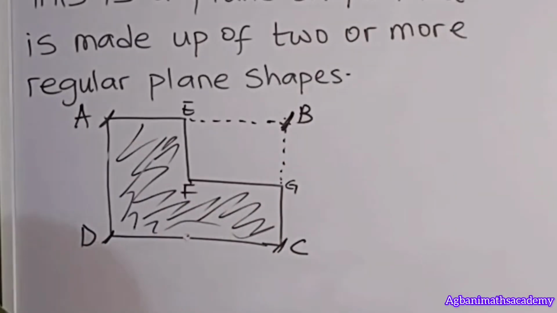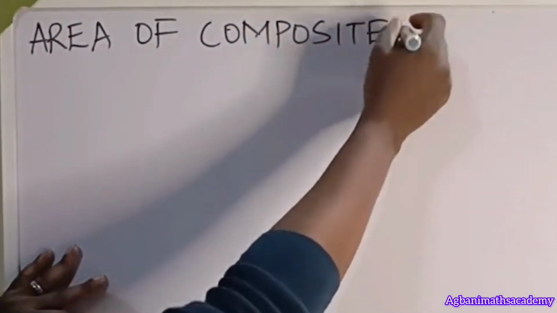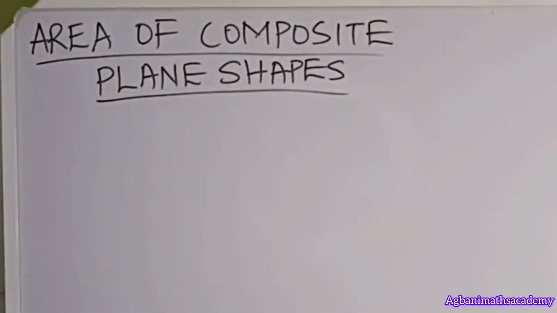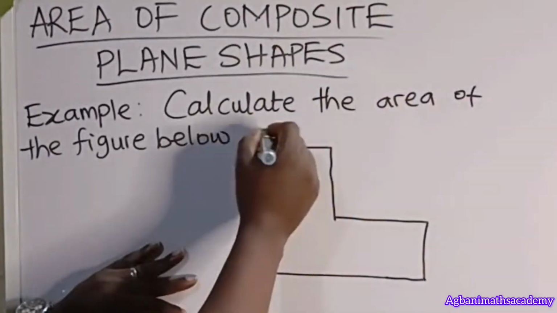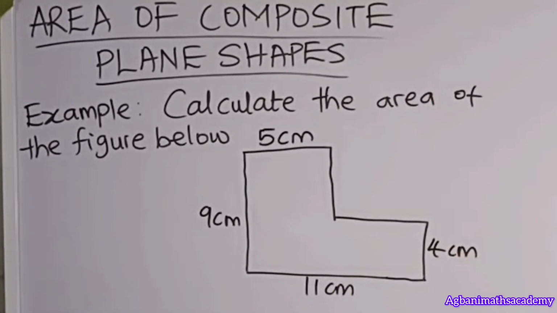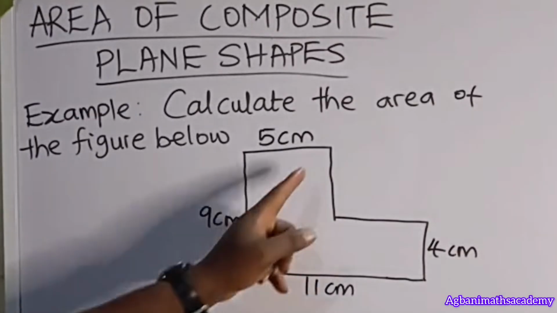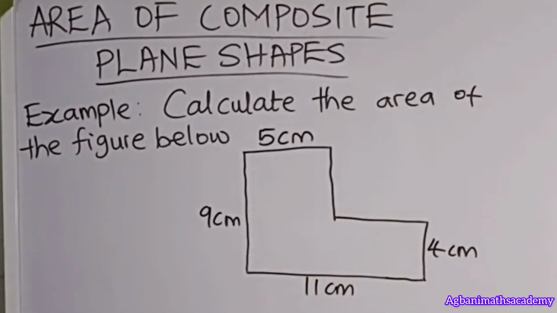Okay, so we're going to look at an example. Now we want to calculate the area of a composite plane shape. Let's start with an example. So this is a composite plane shape. It is not any of the regular plane shapes, so we call it a composite plane shape. If we want to calculate the area of this plane shape, the first thing we need to do is break this down into two regular plane shapes.